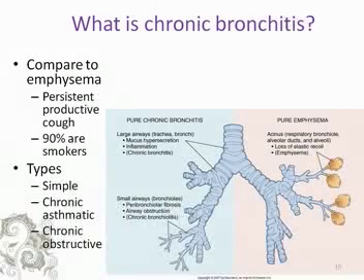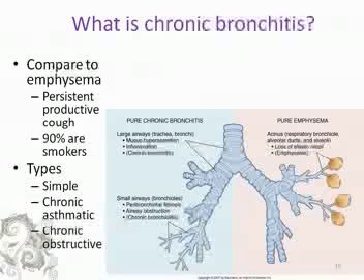So while there's no definitive pathological finding, we can define what chronic bronchitis is clinically. And the way that it's defined is the following: persistent productive cough for at least 3 consecutive months in at least 2 consecutive years. So that would be a patient that would be diagnosed as having chronic bronchitis.